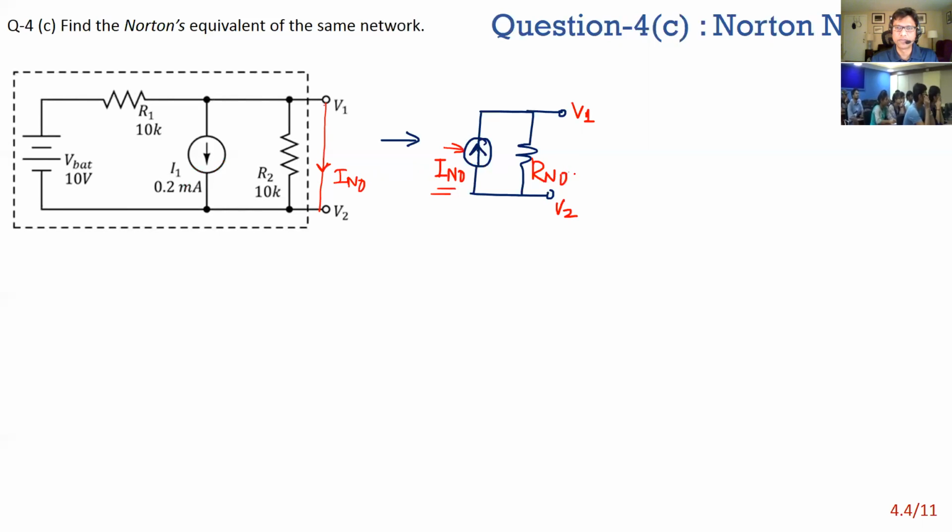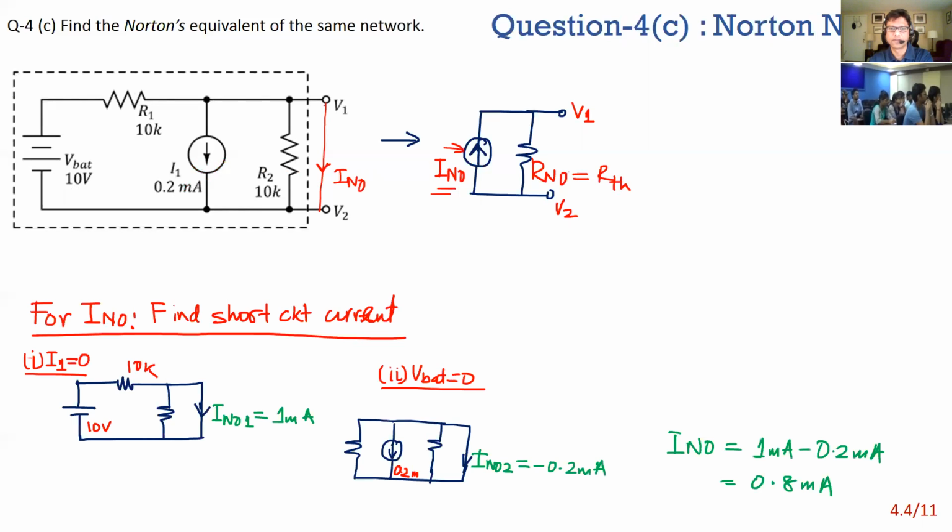And that'll be your IN, which is the Norton equivalent of the entire circuit. And then for the output impedance, it's the same as your Thevenin's output impedance, where you make all your independent sources 0 and find the output impedance. So it'll be the same as what you found in the Thevenin's.